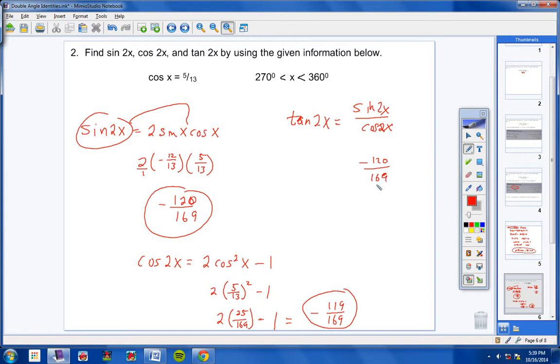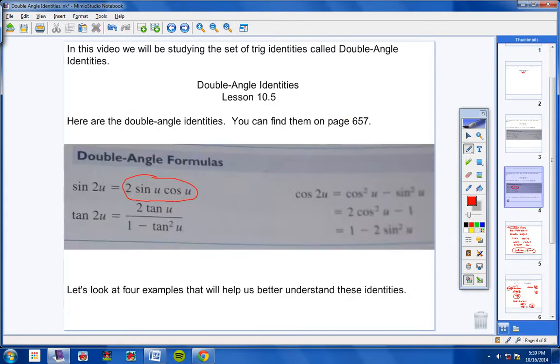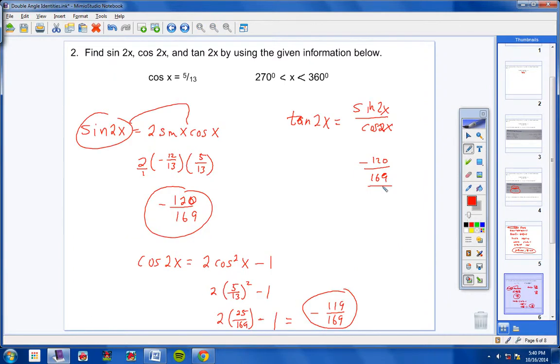Let me pause and say this. You're welcome to go ahead and go back here and take this tangent identity and use it. That is totally fine. It'll work, okay? But for me, I'm just going to do this. I'm just going to say sine of 2x is 120 over 169. Cosine of 2x is negative 119 over 169.